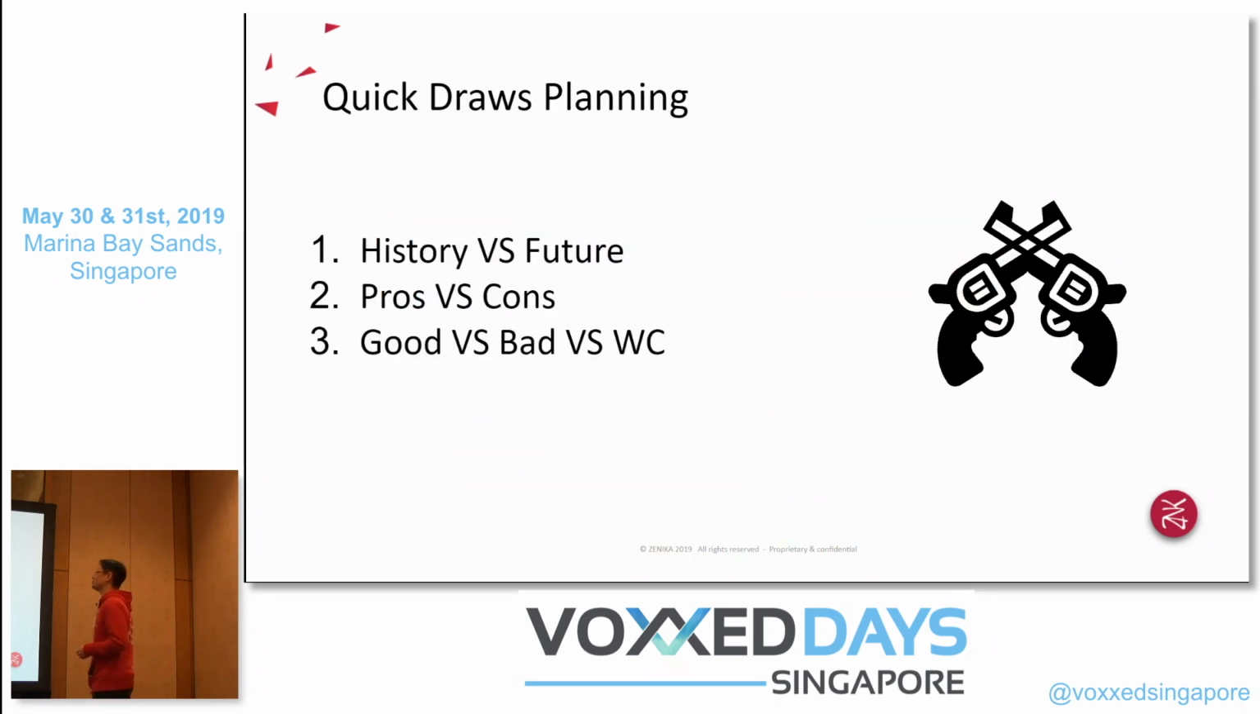Okay, this is our quick draws planning. We're going to have a lot of duels during this hour. We're going to talk about the history versus the future. So the history of componentized architecture and why we went to web components at the end. And we're going to talk a bit about the future, what's in store for us. We're going to talk about the pros versus the cons. Well, our problems first and how web components can solve them. What are the pros of using them?